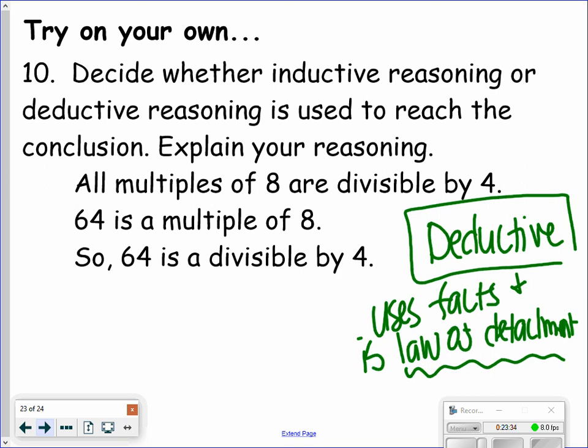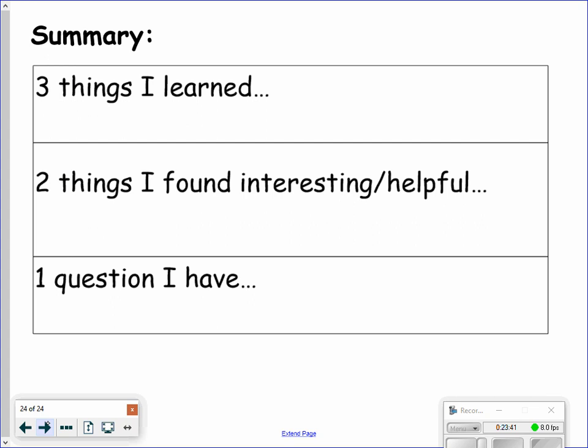All multiples of 8 are divisible by 4. 64 is a multiple of 8, therefore it is divisible by 4. That is a law of detachment, which once again is deductive.